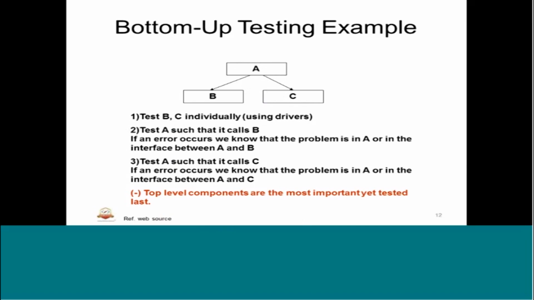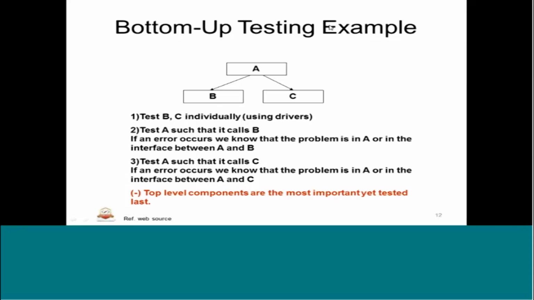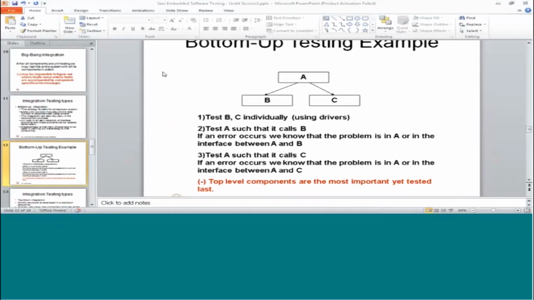We will take an example of how bottom up integration testing is done. This is basically from a web source. See, you take a two layered architecture design, and A is the higher level component, B and C are at the lower level. How are you going to integrate with the help of bottom up integration testing?